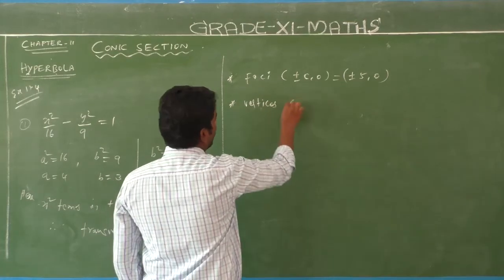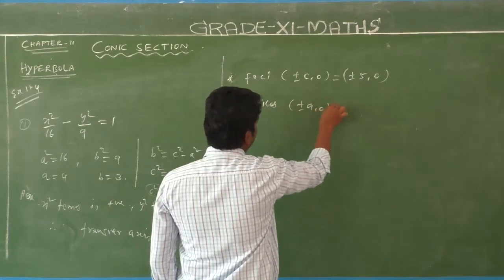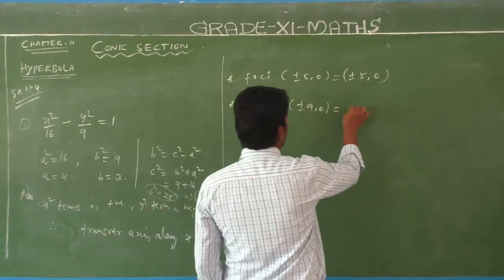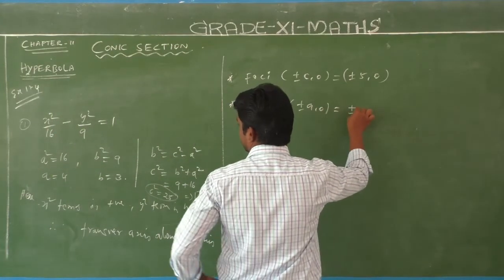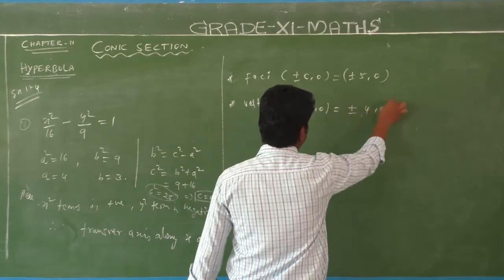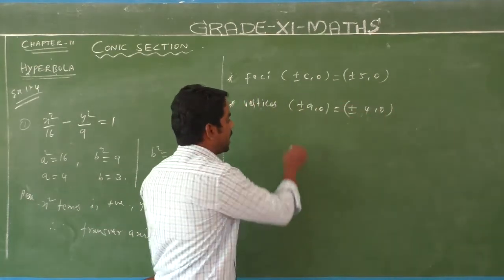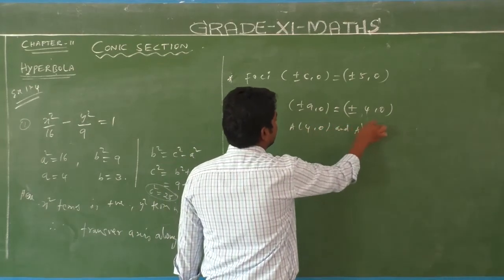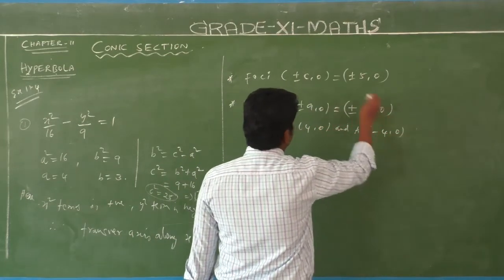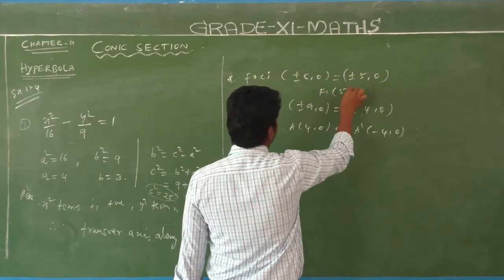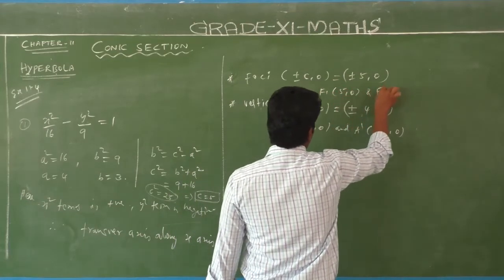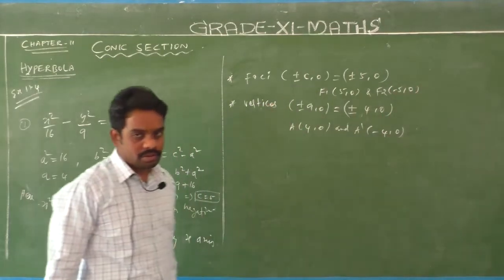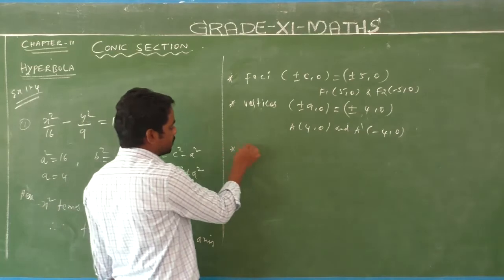The vertices of the hyperbola formula is plus or minus a comma 0. So plus or minus a, where a value is 4. So 4 comma 0 is the vertex of the hyperbola. So A is 4 comma 0 and A dash is minus 4 comma 0. Here F1 is 5 comma 0 and F2 is minus 5 comma 0. Right, next, eccentricity.